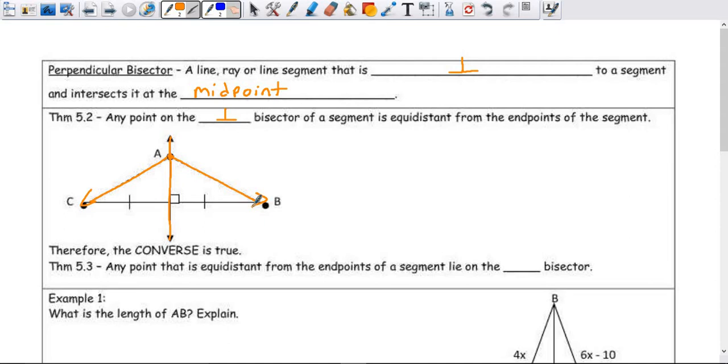All right? And the converse is true as well. Any point that is equidistant from the endpoints of a segment lies on the perpendicular bisector. That's just taking the order and flipping it around. Means the exact same thing. All right?